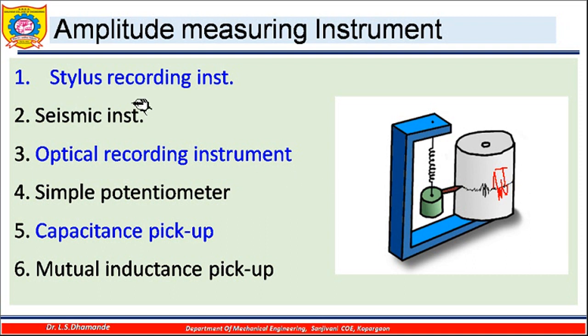There are stylus recording instruments, as indicated here. This is the stylus in the recording instrument, and it will record whatever vibrations are there on the machine. Then there is the seismic instrument. Then there is the optical recording instrument. Then there is a simple potentiometer, then the capacitive pickup, and the mutual inductance pickup. So there are many vibration amplitude measuring instruments.